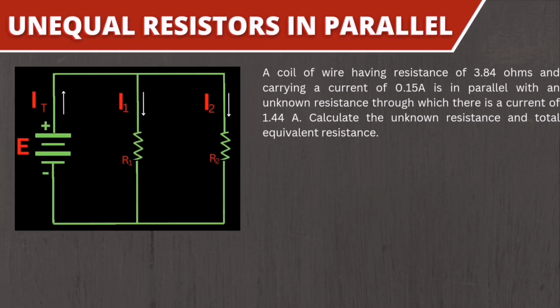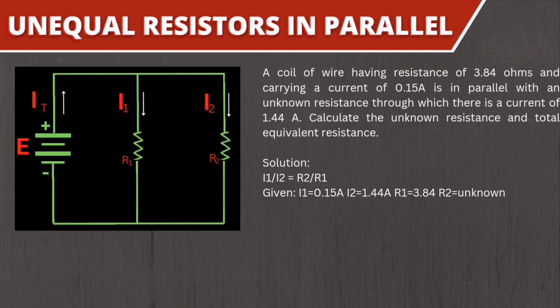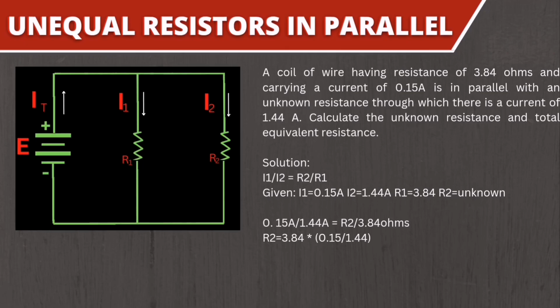Okay, the solution is I1 divided by I2, which is equal to R2 divided by R1. The value of I1 is equal to 0.15 ampere. I2 is equal to 1.44 amperes. R1, which is equal to 3.84 ohms, and R2 is the unknown. Substituting the values, we have 0.15 ampere over 1.44 amperes equal to R2 divided by 3.84 ohms. So R2 is equal to 3.84 times 0.15 amperes over 1.44 amperes. The answer will be R2 equals 0.4 ohms.